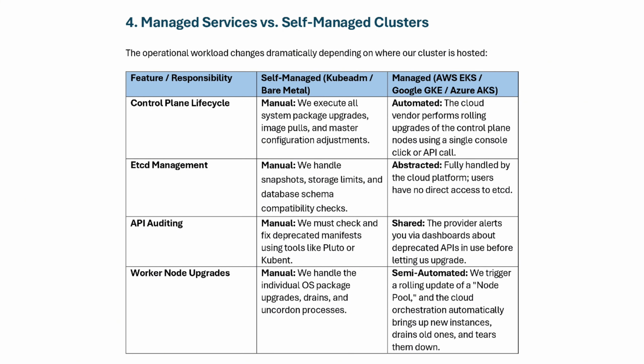Worker node upgrades in self-managed, it is manual. We handle all the individual operating system package upgrade trains, drain and uncordon processes. Whereas in managed AWS EKS or other providers, it is semi-automated, meaning we trigger a rolling update of a node pool and the cloud orchestration automatically brings up new instances, drains old ones and tears them down.